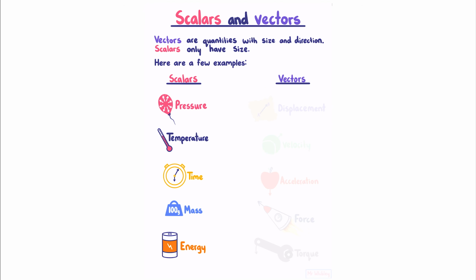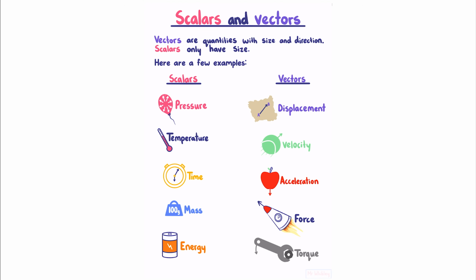Vectors, on the other hand, include displacement, where if you're displaced from A to B, that involves both a distance as well as a direction. You can have a velocity in a direction, an acceleration in a direction, we can apply a force in a direction, and we can also apply a torque in a direction, for example, clockwise or counterclockwise.